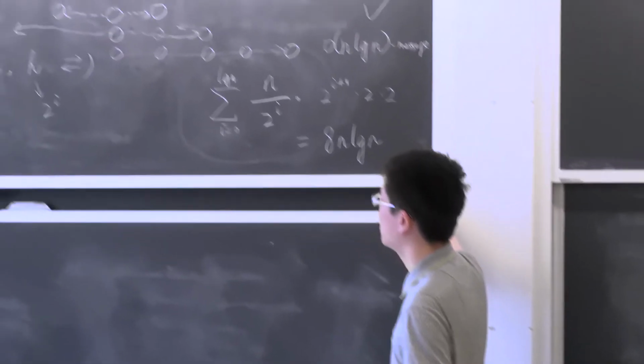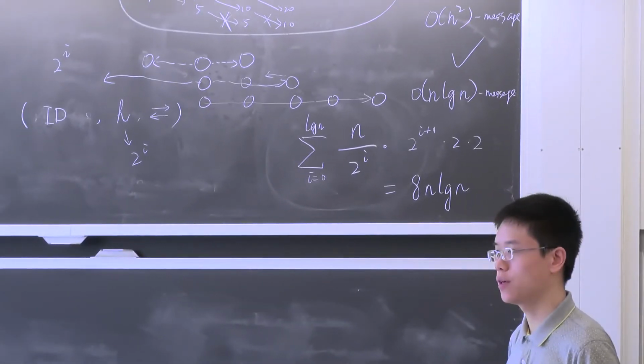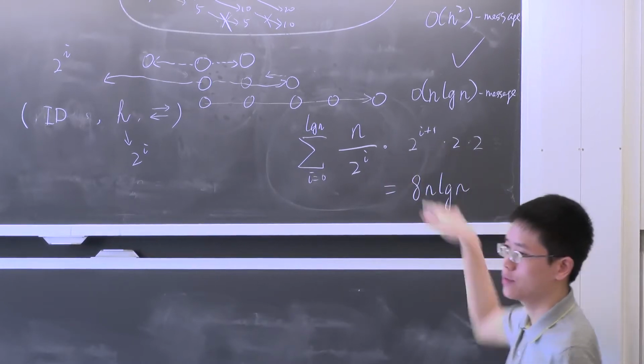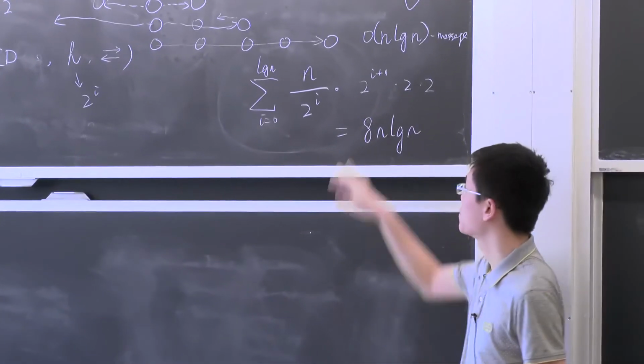In the ith round, this many nodes are still active, and each of them will send the message this many hops.